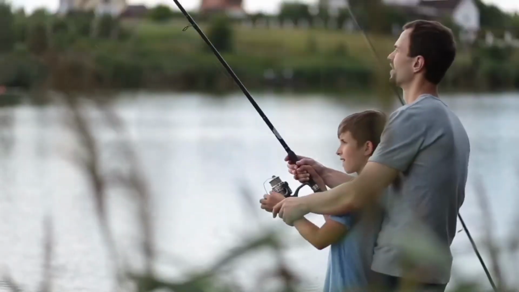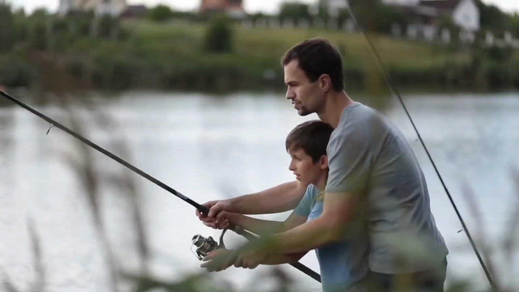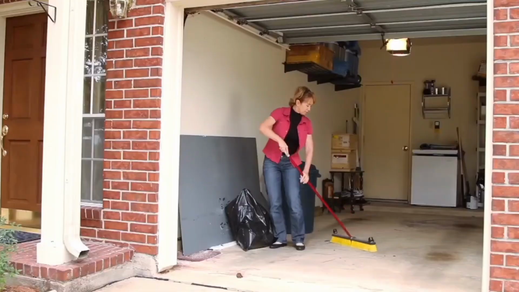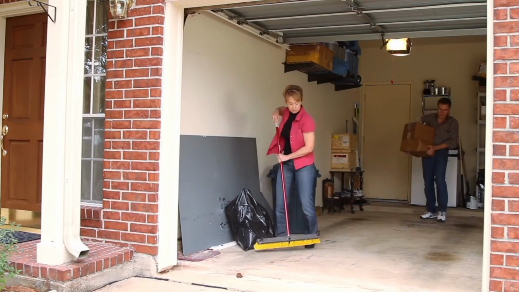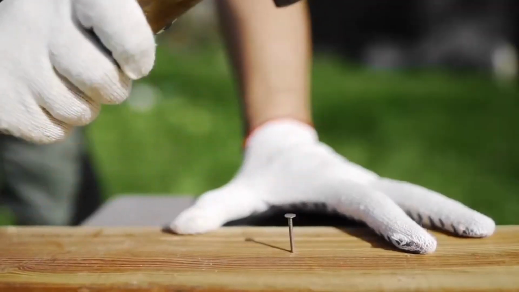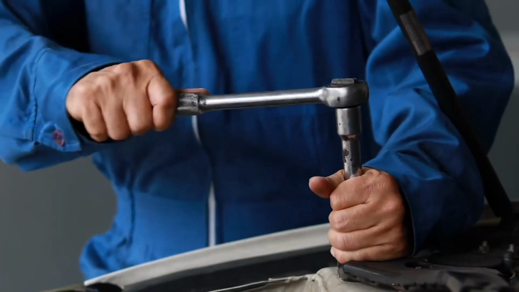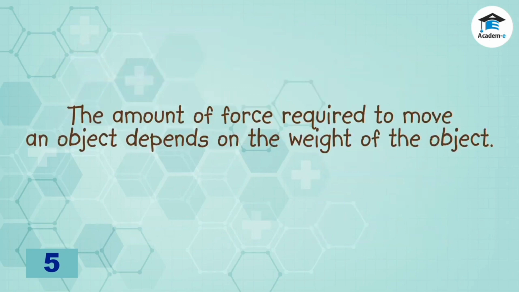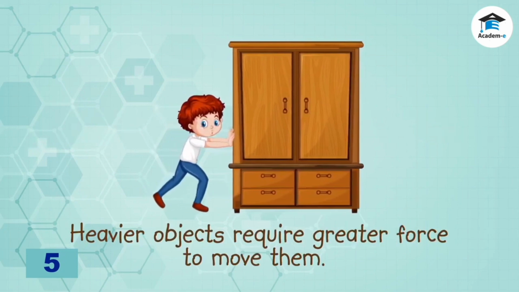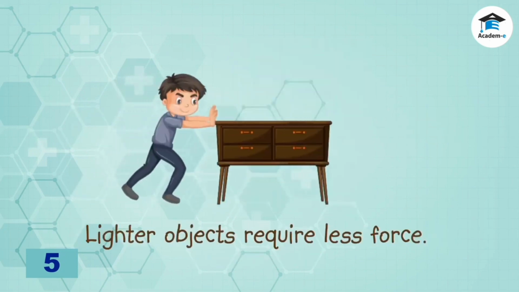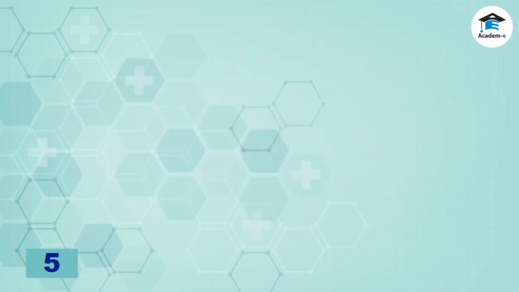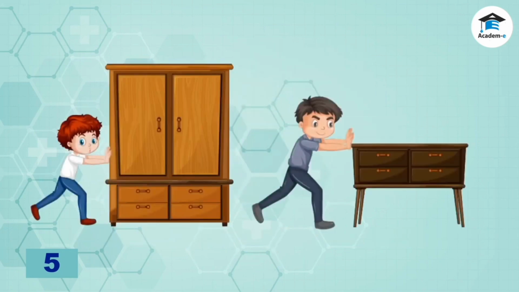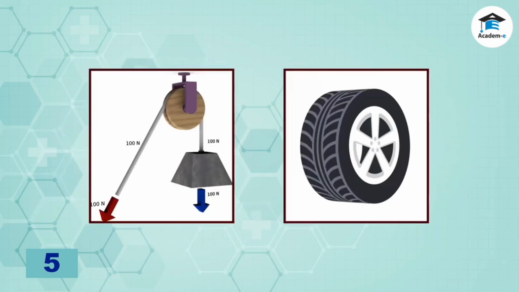Sometimes we use both pushes and pulls to make things move. Take a look. What are some ways you make things move? What makes them move? A push or a pull? The amount of force required to move an object depends on the weight of the object. Heavier objects require greater force to move them. Lighter objects require less force. Since the bigger cabinet is heavier, the boy has to exert more force to move it. Objects can be made to move faster through the use of equipment like pulleys and wheels.